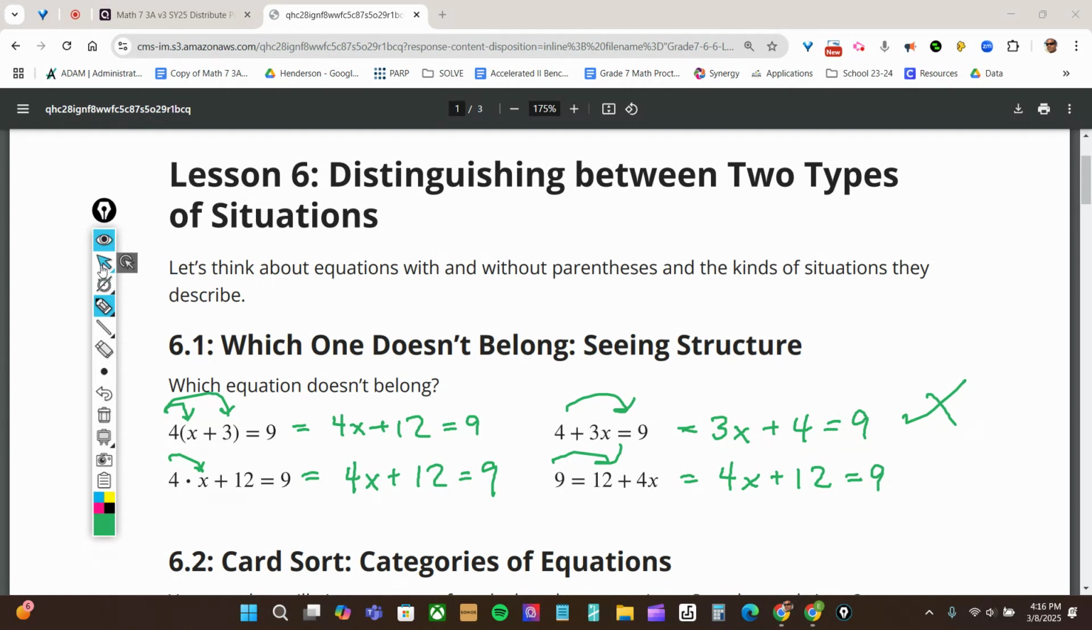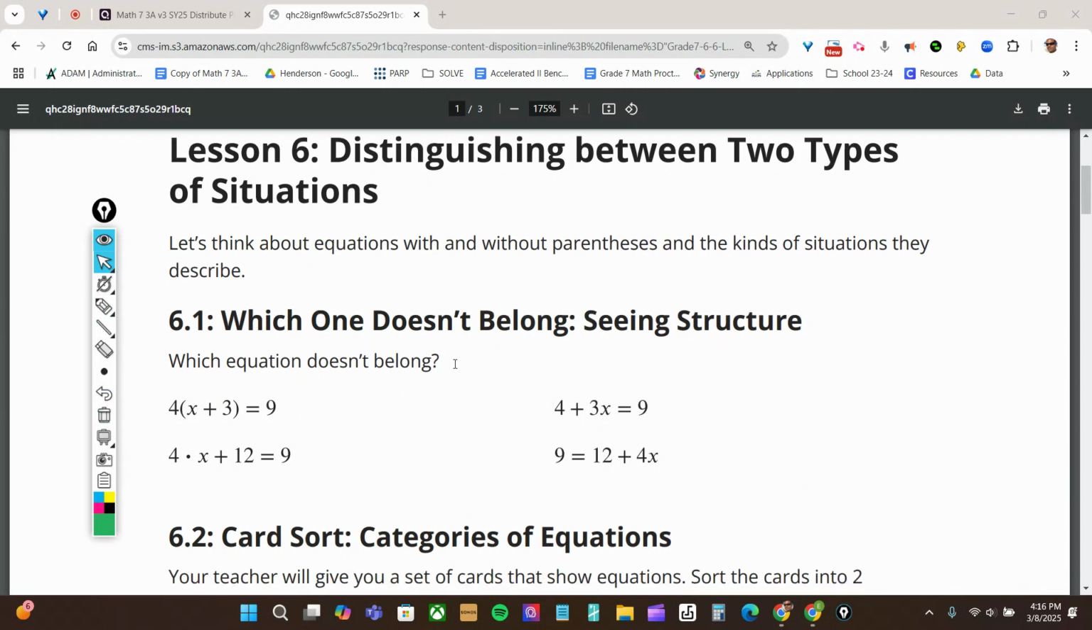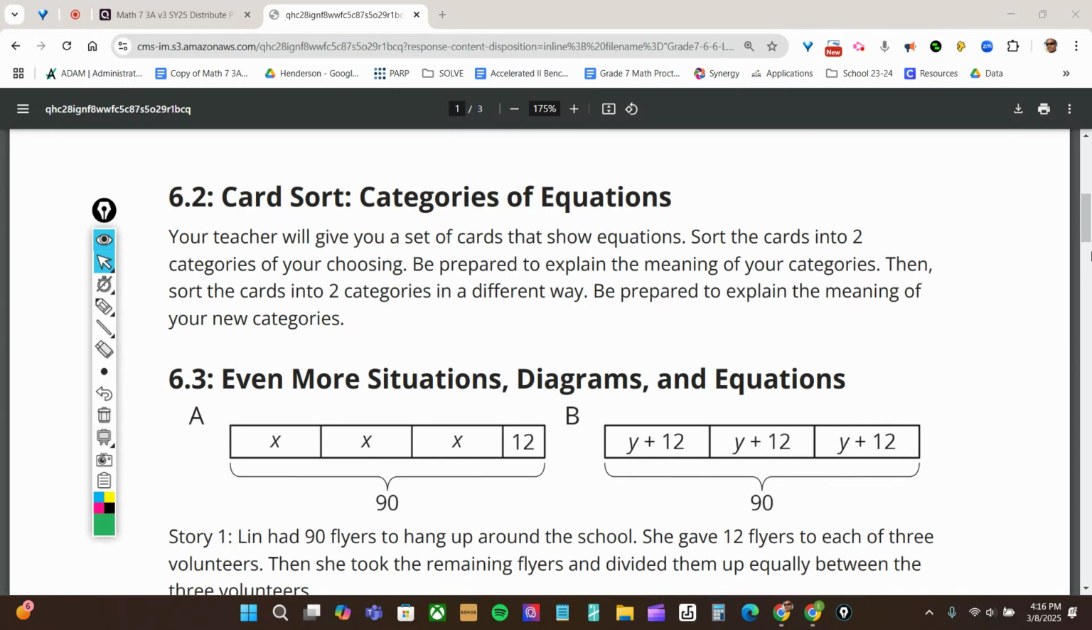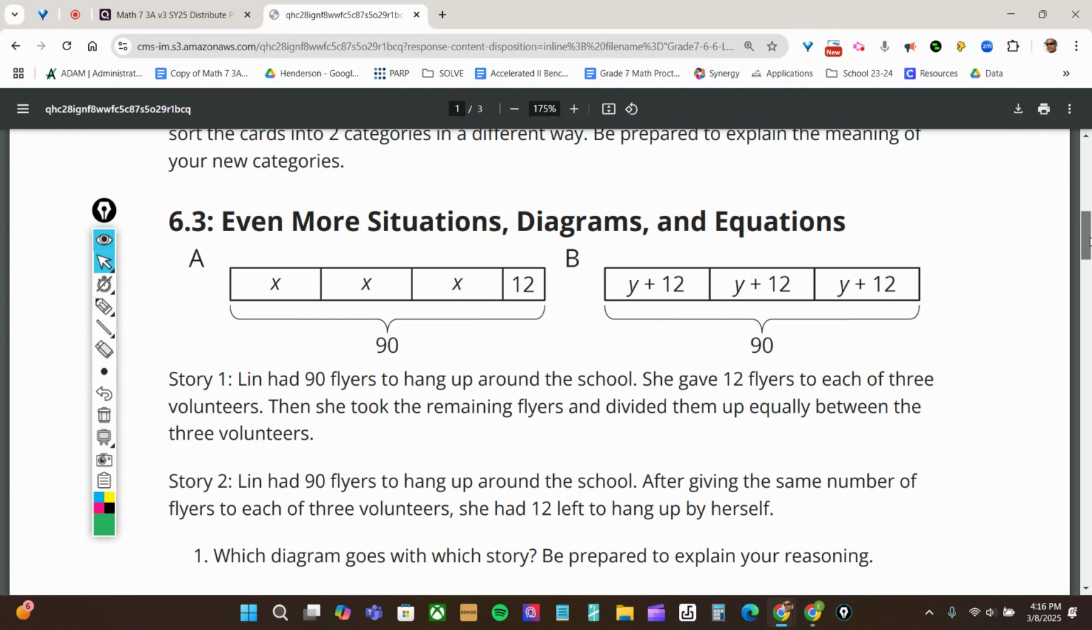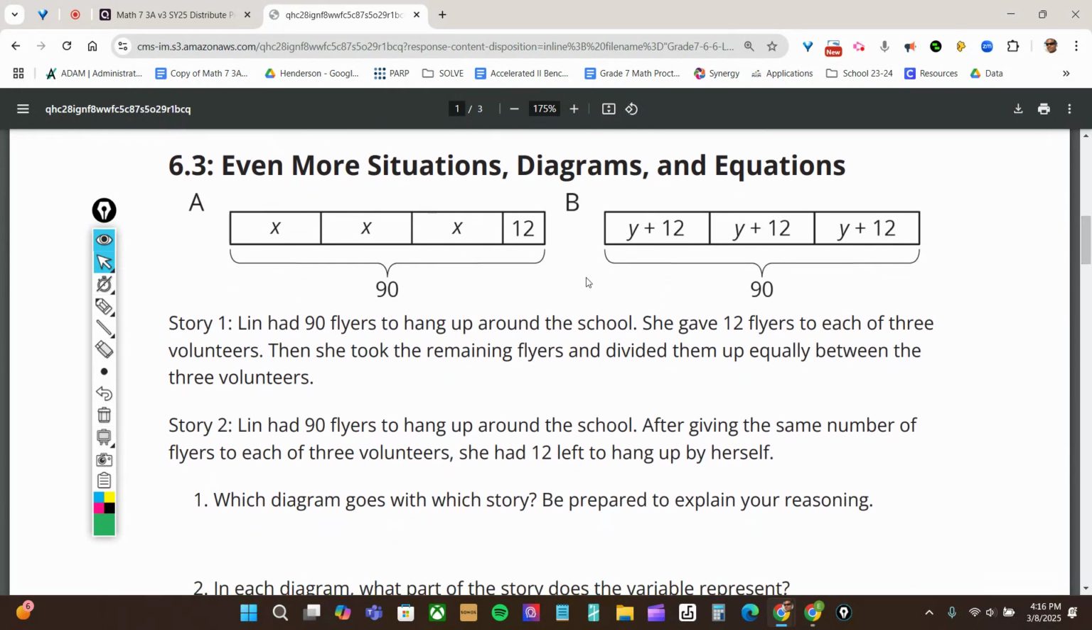Pause if you need to. Let's keep it moving. We're not doing a card activity. Even more situations, diagrams, and equations.